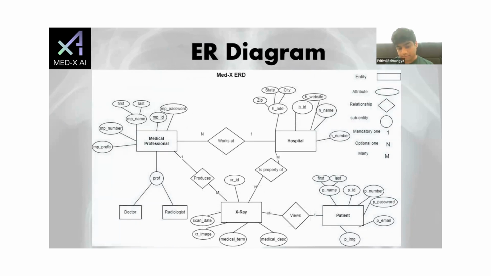Now we understood the basics of our database. Let's understand how they are interrelated through entity relationship diagrams. So as we know, there are four main entities. One is medical professional, hospital, X-ray, and patients. So these four entities are tied within themselves by these relationships. The medical professional works at a hospital, and the X-ray is the property of a hospital, which is all directly connected to patients. For the patient to view the X-ray, there is this flow of data through our MedXR. The next would be the architecture diagram. Next, please.